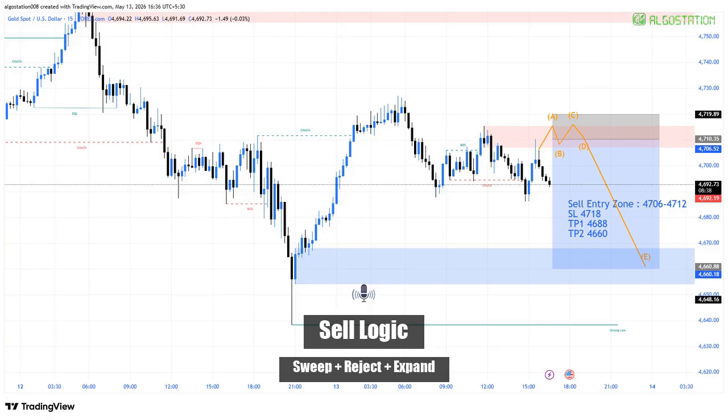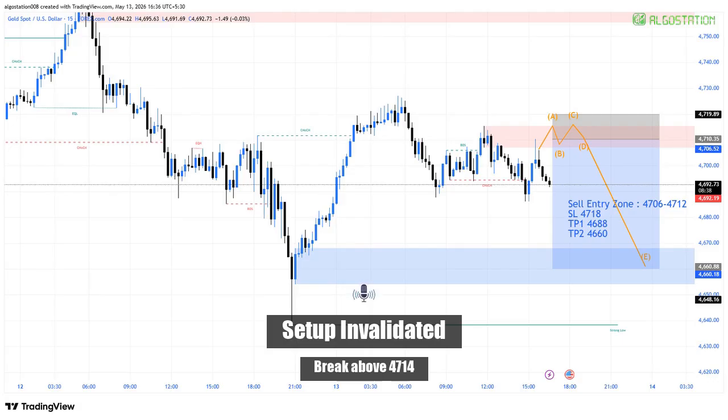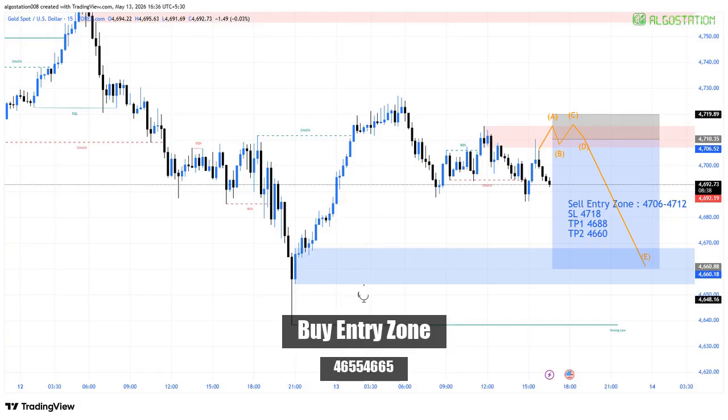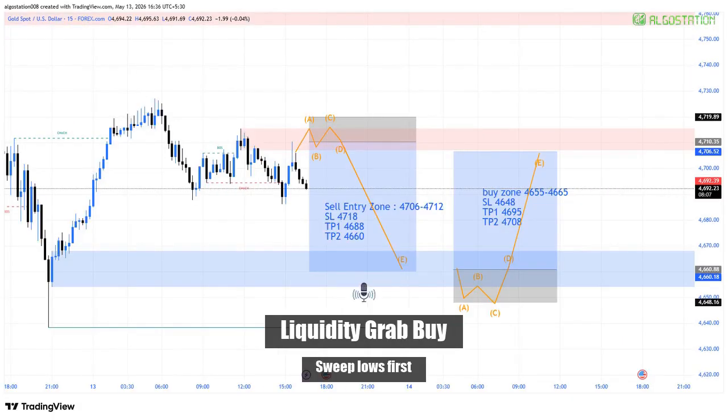Logic is simple: liquidity sweep, supply reaction, internal weakness, and downside magnet. But if price breaks above supply aggressively, bearish setup is cancelled. Now let's discuss the bullish opportunity. Best buy opportunity sits inside demand between 4,655 and 4,665. Ideally, price first sweeps equal lows, taps demand, then prints bullish confirmation.